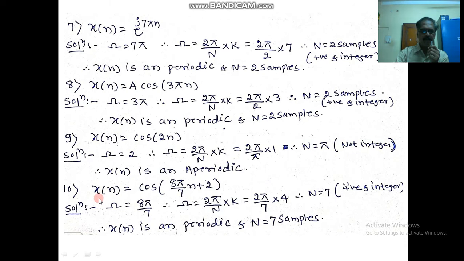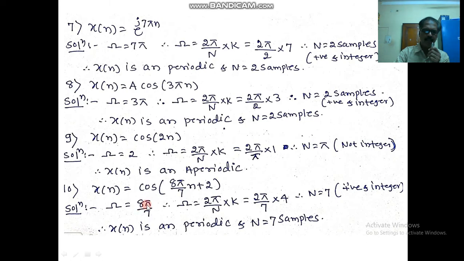Go for the next problem. x of n equals cos of 8 pi by 7 into n plus 2. So for cos and sine, I always have to use the method of omega equals 2 pi by n into k. Here the omega value is 8 pi by 7, omega n plus 5. What is the omega value? 8 pi by 7. I have to express it in the form of 2 pi by n.